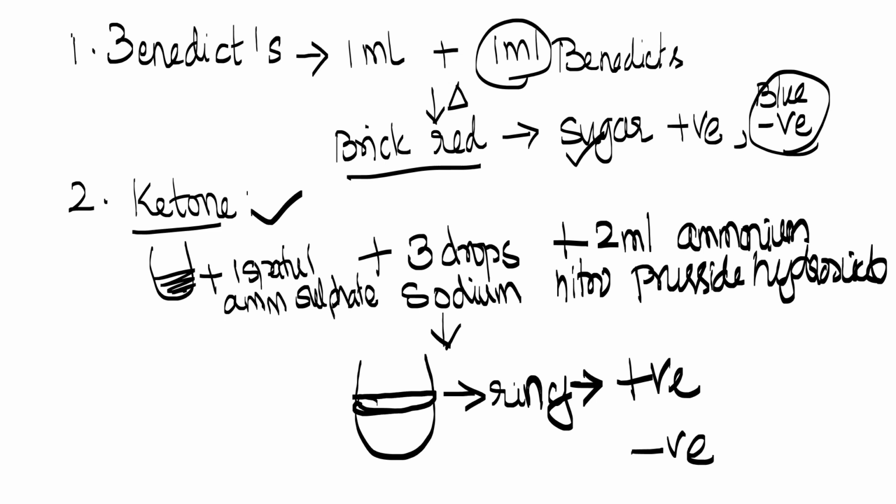So that is how we have finished Benedict's and ketone. Benedict's is specific for sugar, and Rothera's test is specific for the presence of ketone. So this is how you have to interpret the result. Next, if you have a third component as blood, if you expect blood in a test tube, you have to do like this.